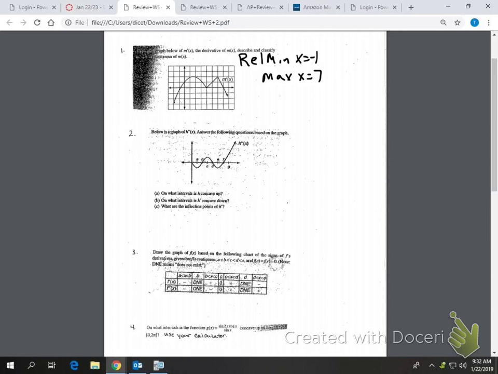So A, on what intervals is H concave up? We would say from B to D. So I should write that, right? From B to D. Anywhere else? I would go from F to infinity. Does it say? Yeah. Or you could say, I'm going to go F to infinity because I see an arrow. Cool? Yeah, my second derivative is positive.